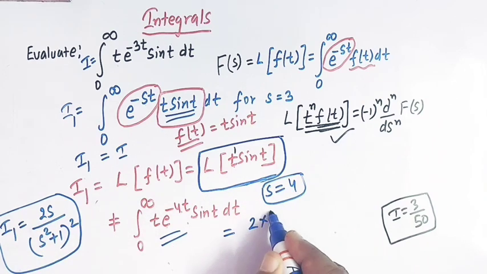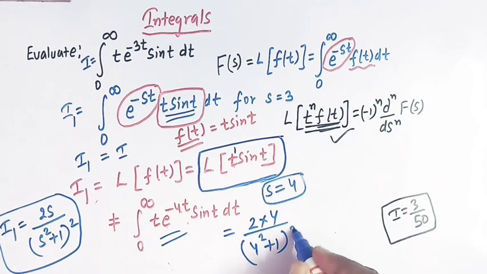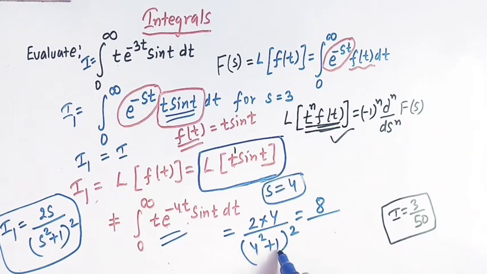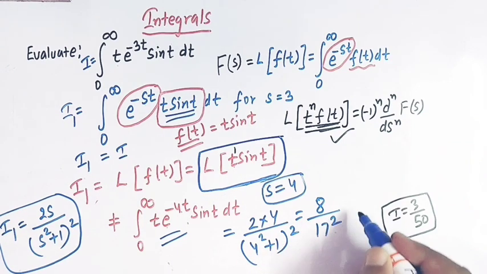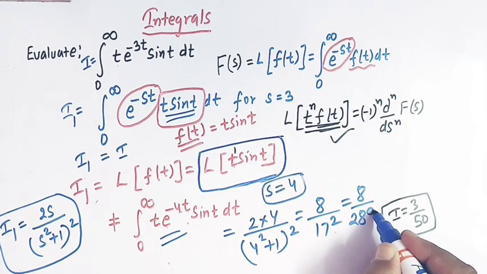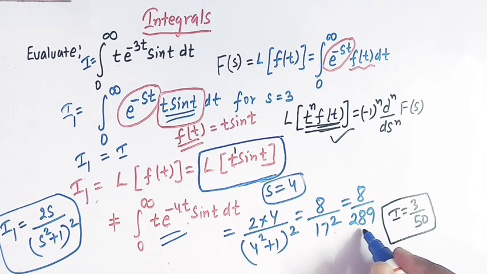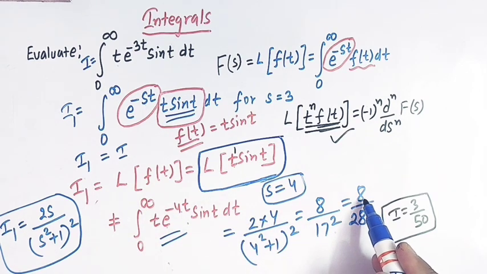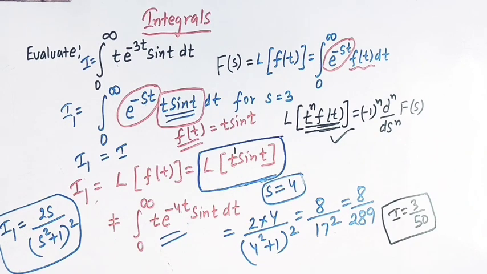So we have 2 times 4, then we have 4 square plus 1 whole square, so this is 2 fours are 8, and this is 16 plus 1, 17 square, that is 8 over 289. The square of 17 is 289, right? So the value of this integral is 8 divided by 289.